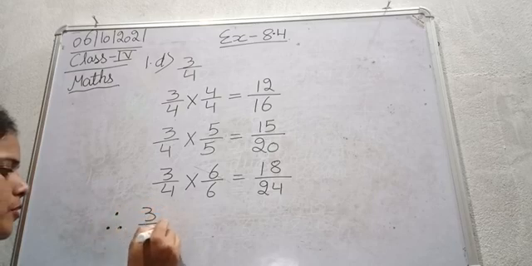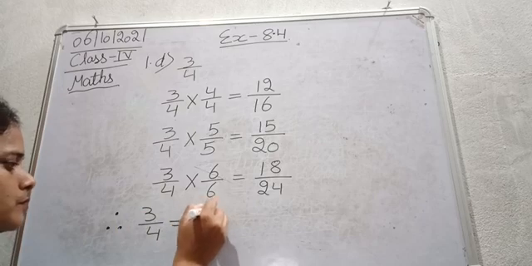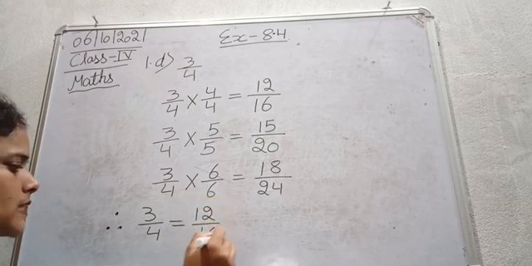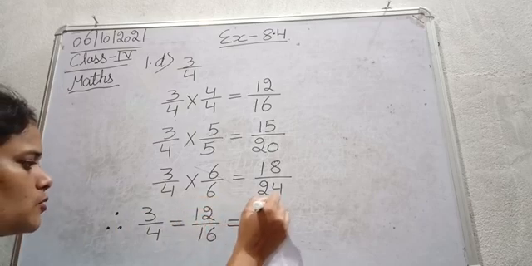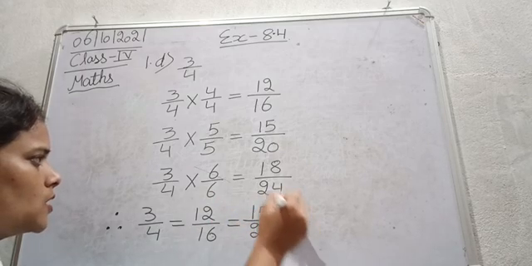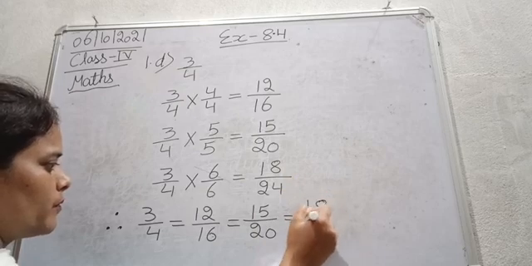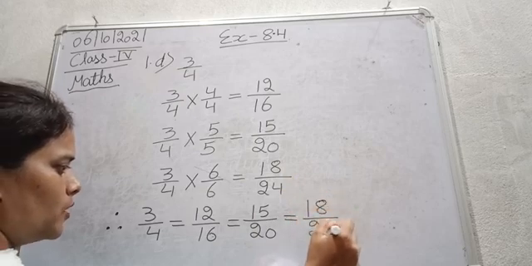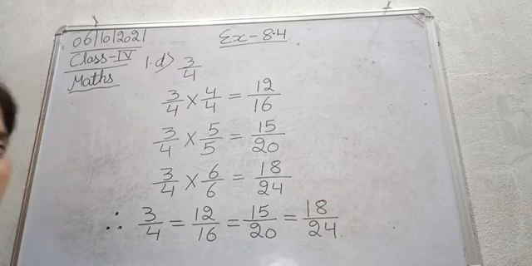3 upon 4 is equal to 12 upon 16 is equal to 15 upon 20 is equal to 18 upon 24. Okay, and this is the solution of the D part, the last part of question number 1. You can pause your videos here and note it down in your notebooks.